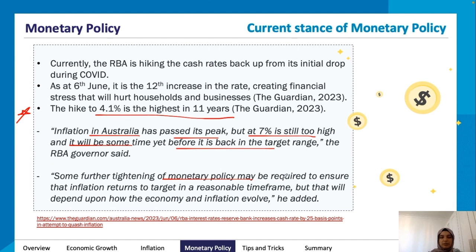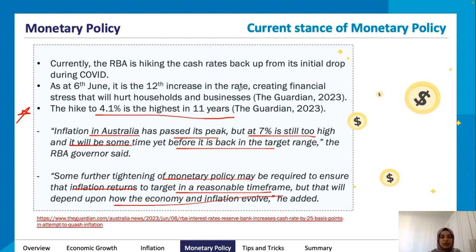Some further tightening of monetary policy may be required to ensure that the inflation rates return to target in a reasonable time frame, but that will depend on how the economy and inflation evolve. Remember, the target is 2 to 3%. It's sitting at 7%, which is why they're going through all of these hikes, which is understandable, I guess, in a way, but we also have to consider the financial stress on households, which is a lot of the criticism coming from Australians saying that that is not being considered when they are going through all these cash rate hikes.